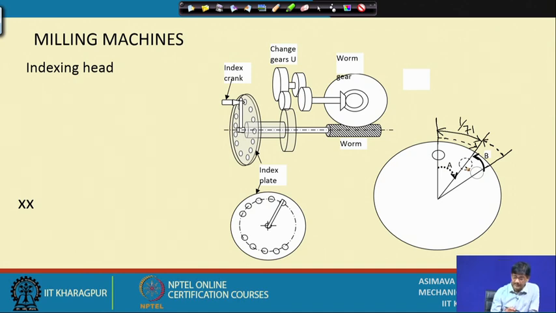So, let us do a quick calculation. Suppose I think that the problem is solved, and therefore, crank rotation is 1 by 71.